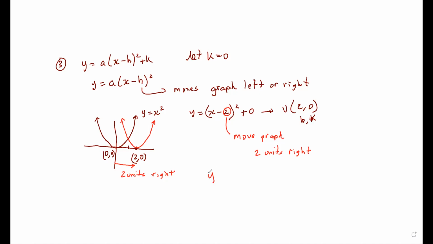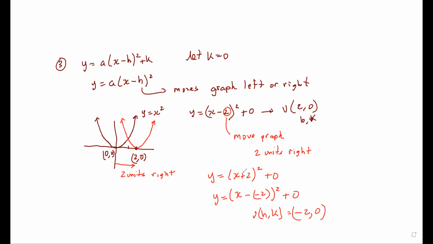So if you had another graph, y equals (x plus 2) squared plus 0. So now we have a plus 2. Let's change that to minus. You'll have x minus negative 2, squared, plus 0. Okay, so now we go 2 units to the left because now it's negative 2. So now (h, k), the vertex, is going to be (-2, 0), like that.